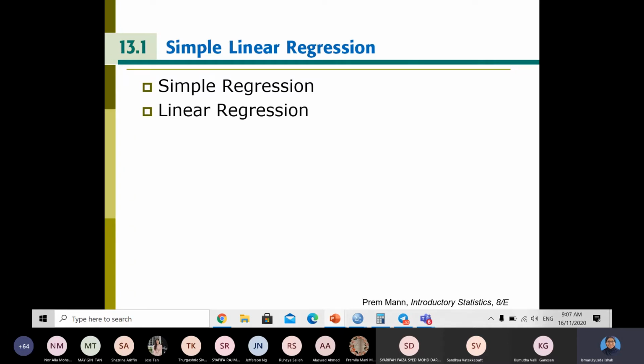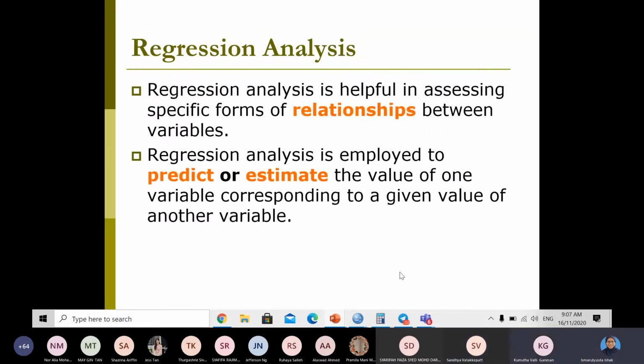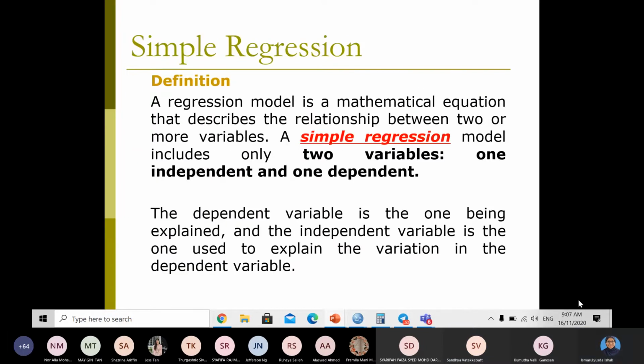Okay, for simple regression, okay, I want kejap tak jadi. Saya nak buang bawah ni.